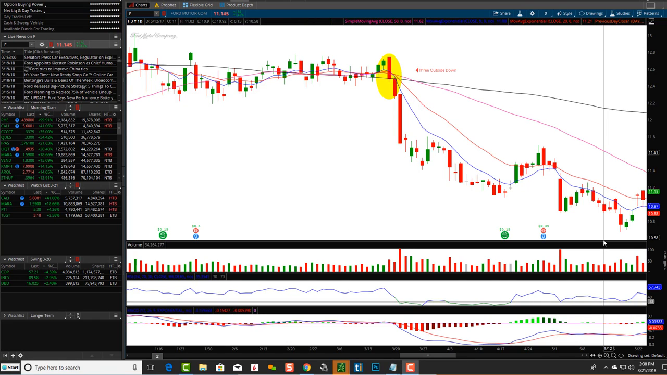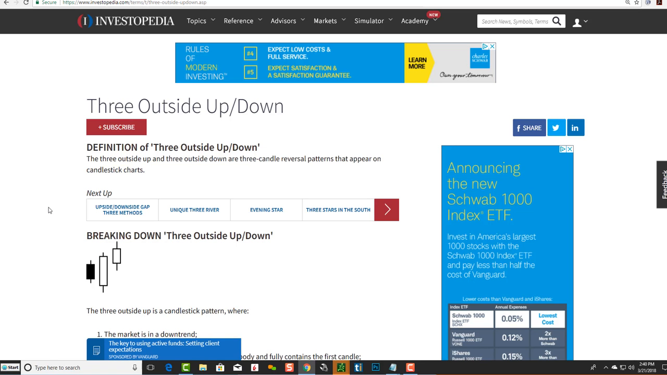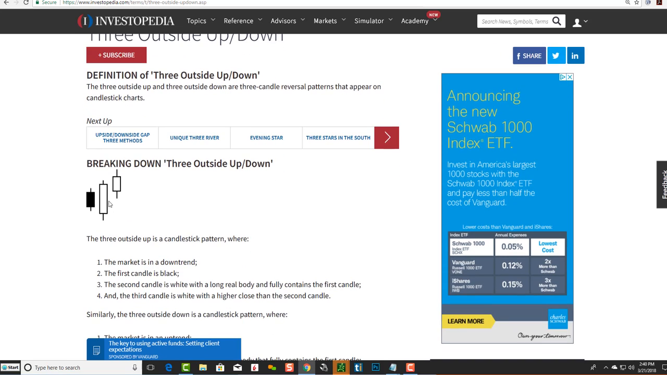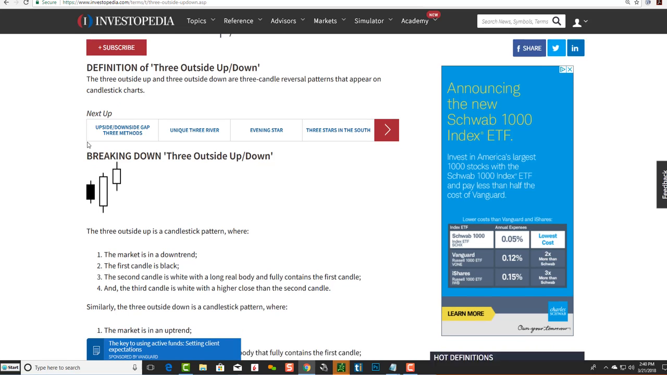Wanted to make this video on the 3 outside down reversal candlestick pattern, and then show you some real world examples. So right here, it doesn't show a picture of the 3 outside down. This is the 3 outside up.